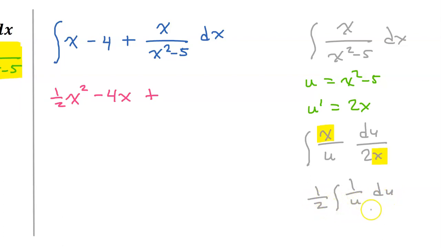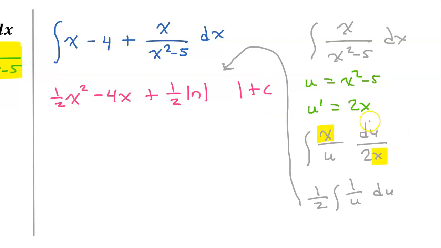I think I will now take this and jump back to the original problem because we're ready. So I have the 1/2. The integral of 1 over u is the natural log of u plus c. Remember that u was x squared minus 5. So I will have x squared minus 5.